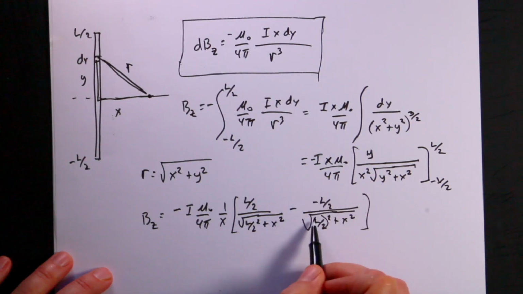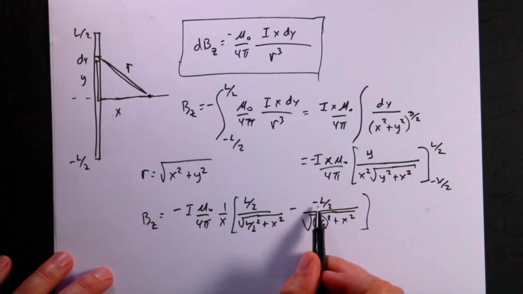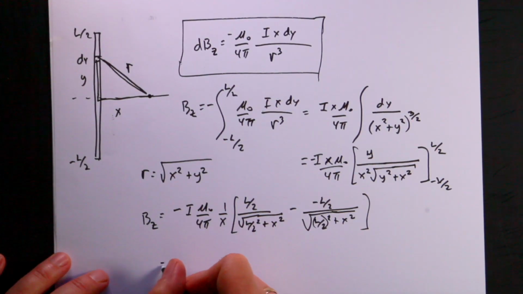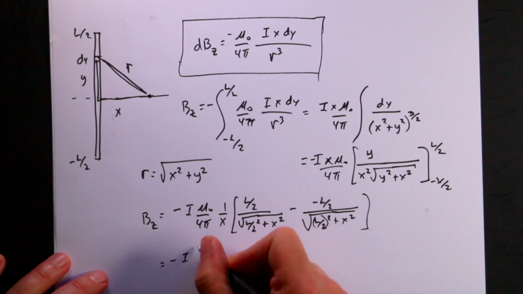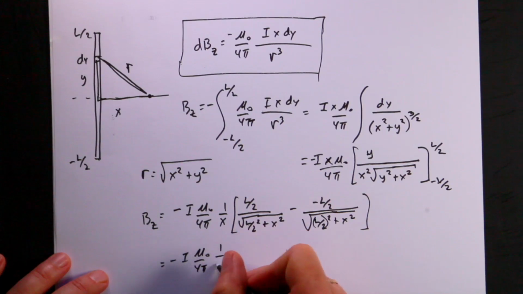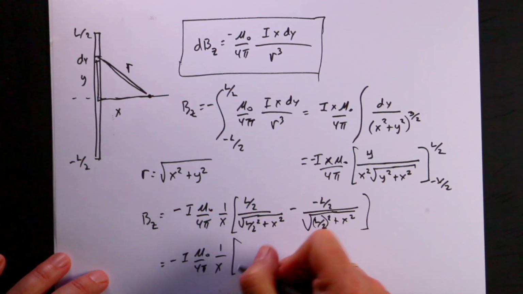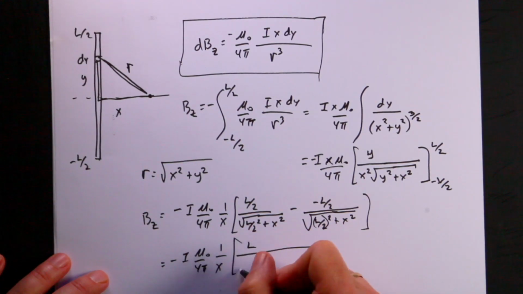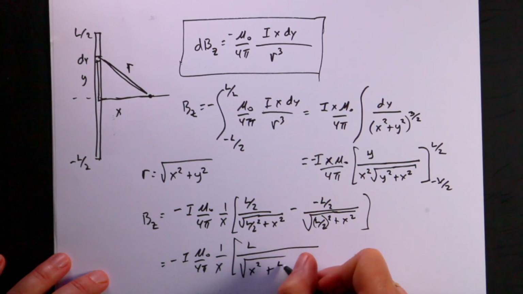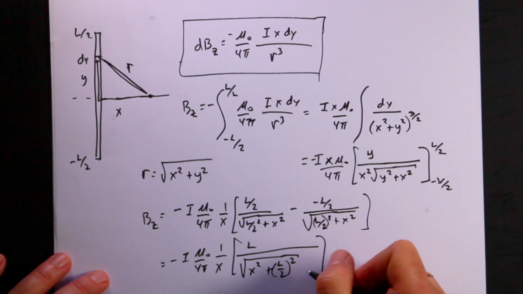Okay, so this is good because when I square that, the negative goes away. So these have the same common denominator, and I have 2 of these. So this is equal to negative I mu naught over 4 pi, 1 over x, L over the square root, I'll just put it backwards, of x squared plus L over 2 quantity squared. And that's right.